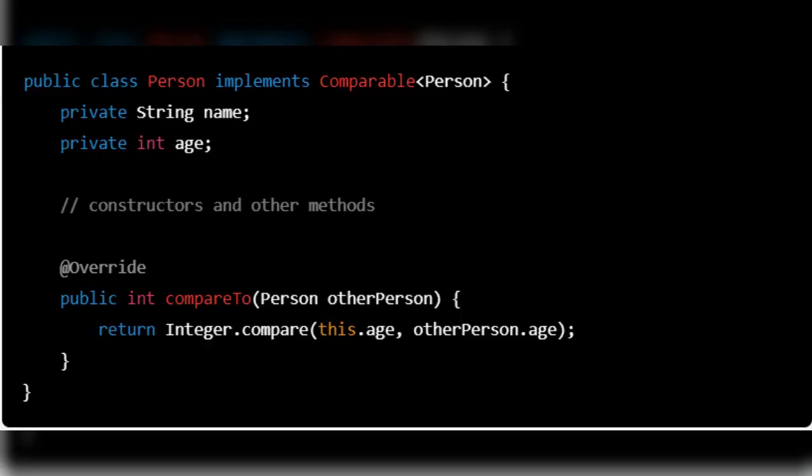Let's say we have a class called Person that has a name and age property. We want to sort a list of Person objects based on their age. Here's how we can implement the Comparable interface in the Person class. In the compareTo method, we compare the ages of two Person objects and return an integer value that indicates their relative order. This code will sort a list of Person objects based on their age.